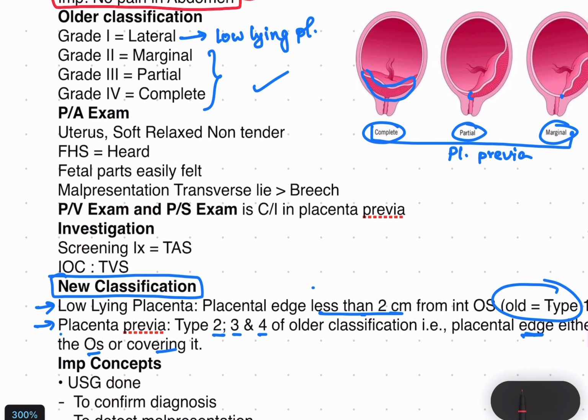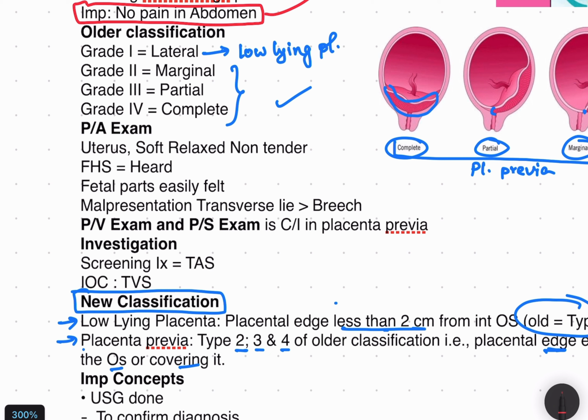Now, a very important thing you have to know is regarding the examination of placenta previa, and what the differences are from abruptio placenta. In abruptio, I told you the uterus is rigid and very tender, and because the uterus is so rigid, the fetal heart sounds cannot be easily accessed. That is not the case here. In previa, the uterus is soft, relaxed, and non-tender, and because of that the fetal heart sound can be easily heard and the fetal parts can be easily felt. These are all actually opposite in abruptio placenta.